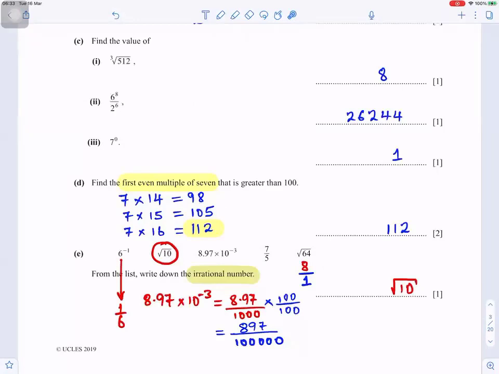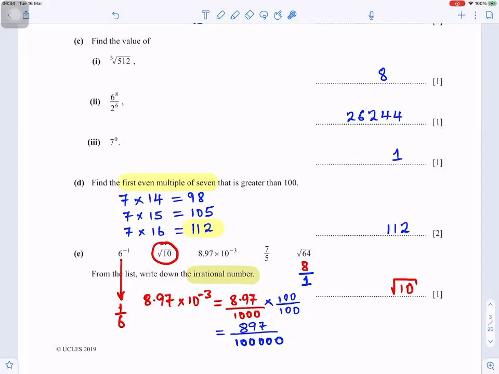And the next one, 6 to the power 8 divided by 2 to the power 6. If you put that in your calculator, using the button for the power 8, you get 26244. 7 to the power 0 is 1. Any number raised to the power 0 is 1.